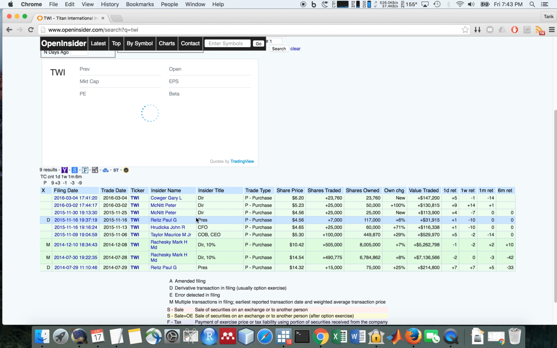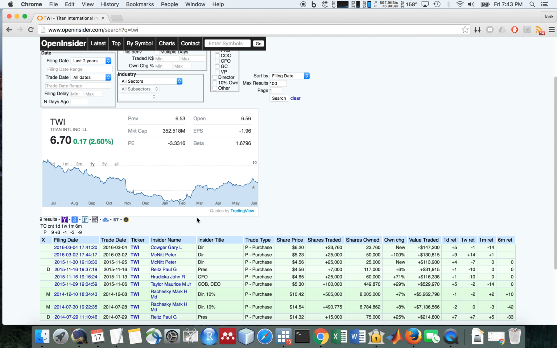And since making that video, actually the stock has gone up significantly, which is evidence in favor of insider trading, when interpreted correctly, being valuable for making stock picks.